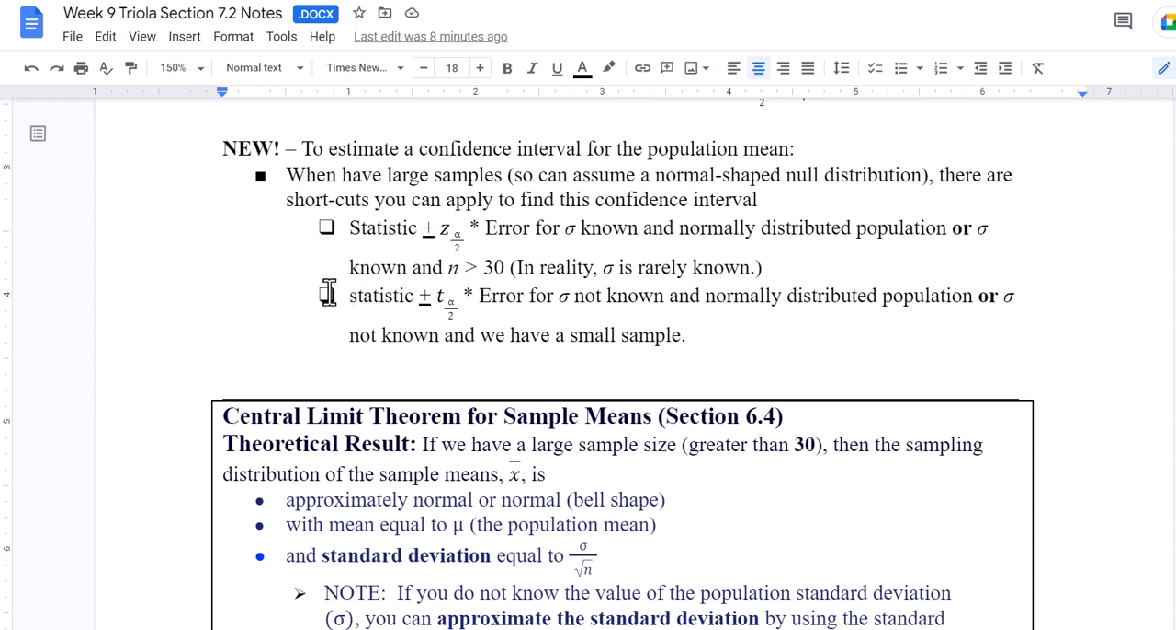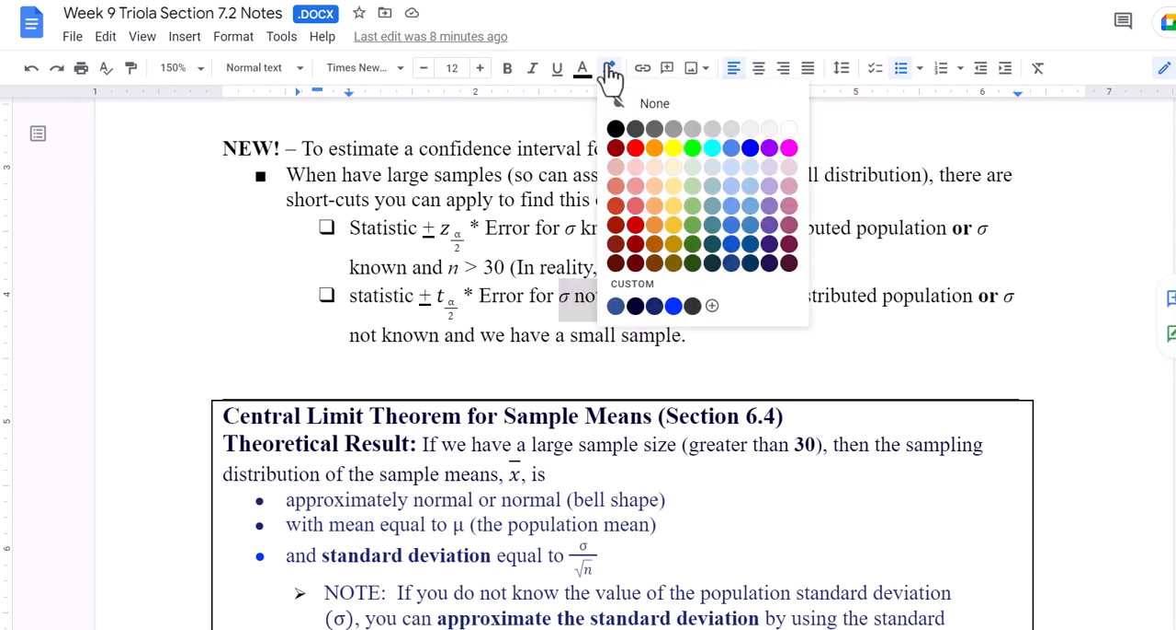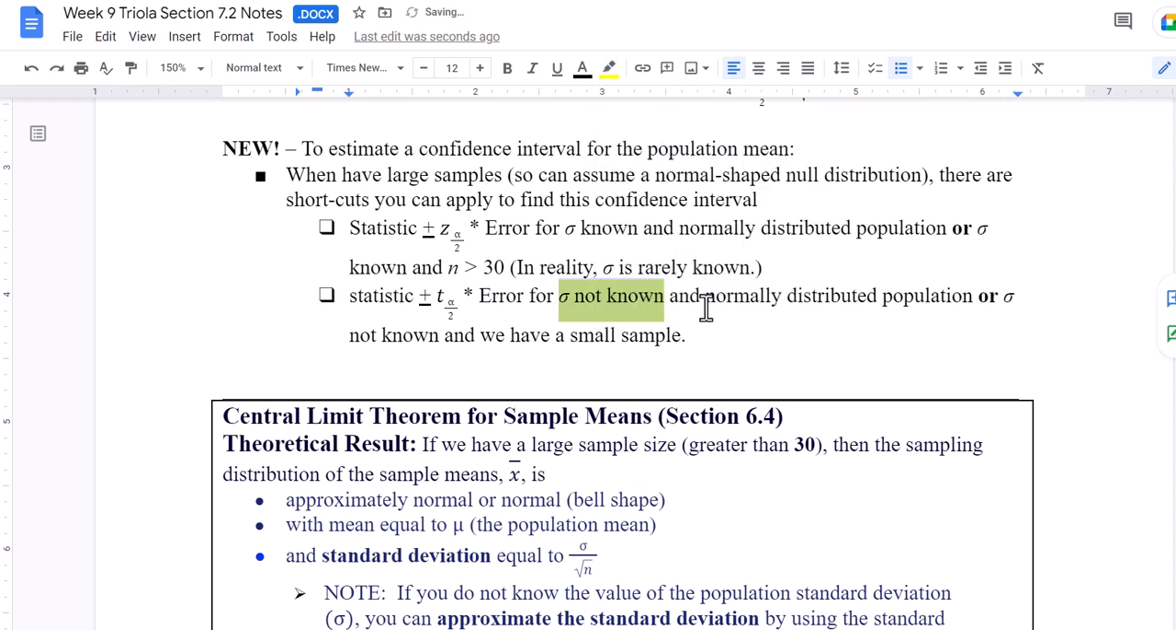And we're going to use the statistic plus or minus a t critical value from a t table, which we're going to talk about, times the error, when we don't know the population standard deviation. So this is a pretty big deal. When we know the standard deviation of the population, then we use the z-scores as we did for proportions. We're going to be looking at the z-scores table. But when we don't know sigma, or we have a small sample, so less than 30, we're going to use a t-distribution.